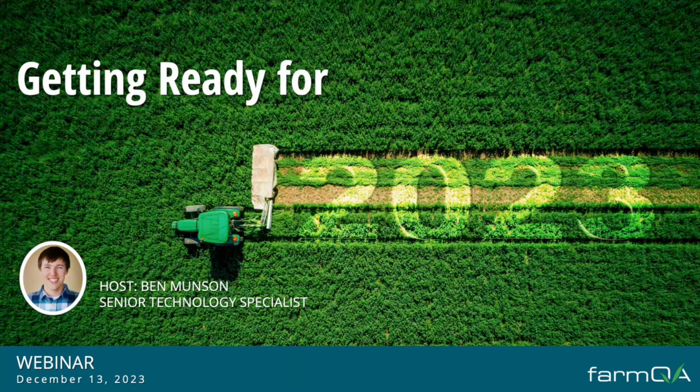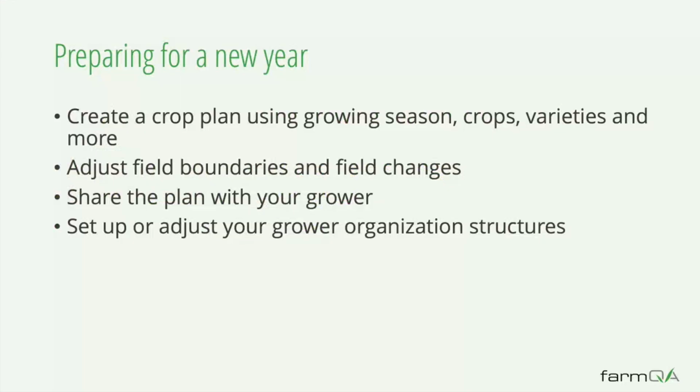So with that being said, my name is Ben Munson. I'm a senior technology specialist with FarmQA. And today we're going to be talking about, as I just said, preparing for 23, but more specifically, how you create a crop plan in FarmQA using growing seasons, crops, varieties, how you can adjust boundaries and make field shape changes for the new year, and then how you share that data with a grower, with a colleague, or across organizations. And then finally, at the end, we'll talk through how you can use our analytics to make better planning decisions based on data captured in the current season.